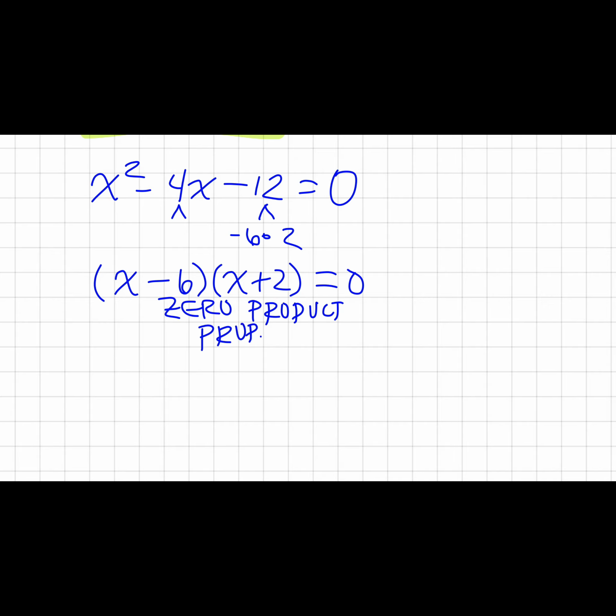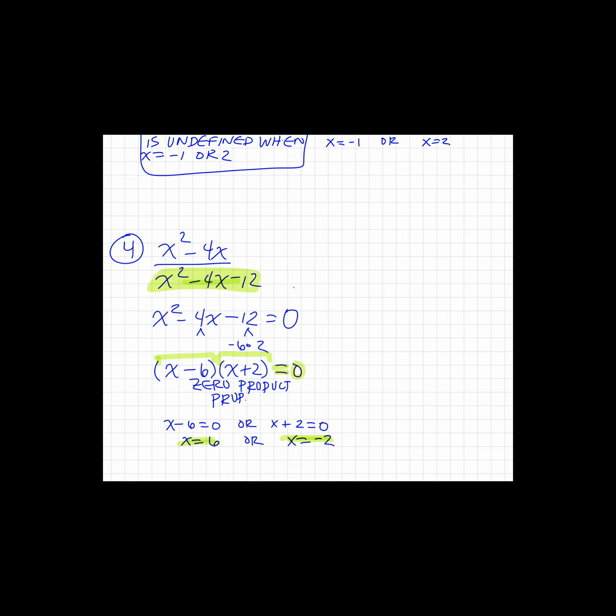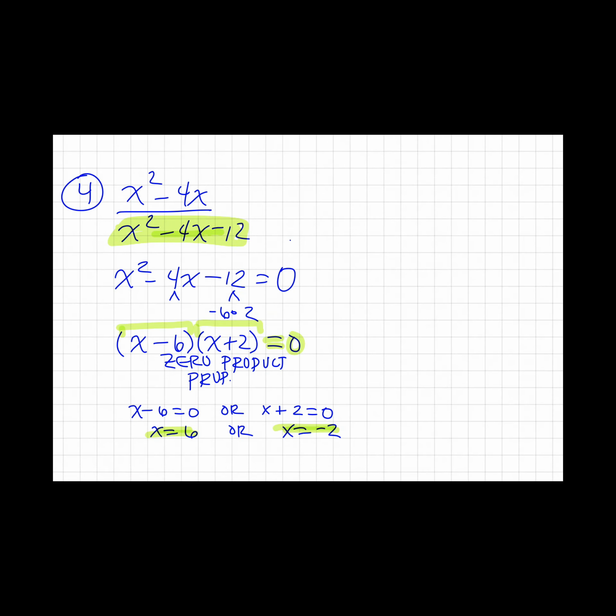Which is essentially saying that if you are multiplying two items or more and their answer is 0, the only way that can happen is if one of these things already equals 0. So that allows us to set up two simple equations, x minus 6 equals 0 or x plus 2 equals 0. So I know x equals 6 or x equals -2. These are the values that will make my denominator equal 0. Which means these are the values that will make my fraction undefined.